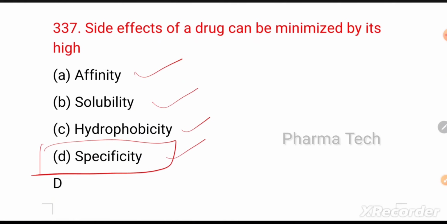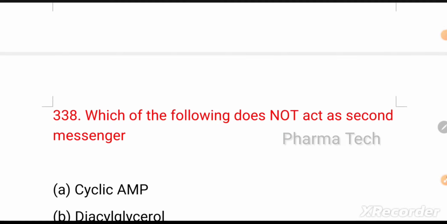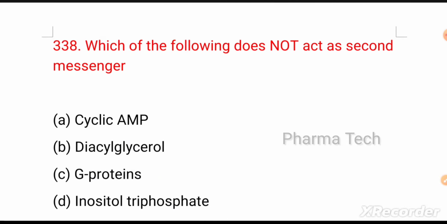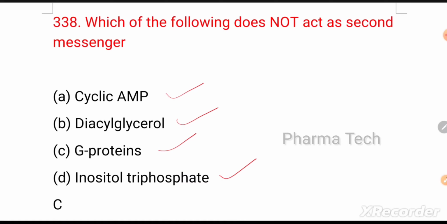Next question: which of the following does not act as a second messenger? Options are cyclic AMP, diacylglycerol, G proteins, inositol triphosphate. Answer is C, G proteins. G proteins do not act as second messengers.